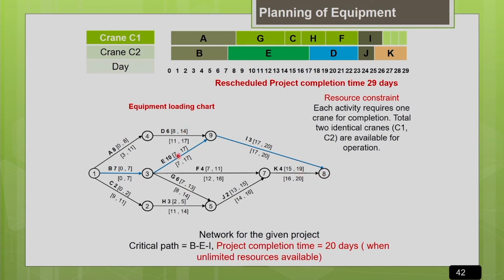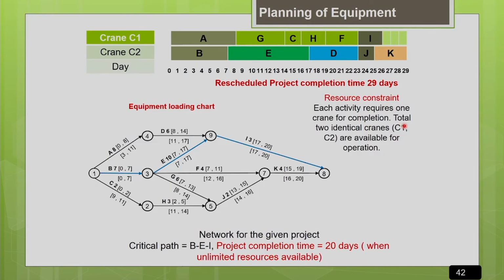Now for this project apply the resource constraint. What is the resource constraint? For this project, every activity needs a crane for its completion. But the actual availability is that there are only 2 cranes with us. That is the resource constraint. So there are 2 cranes, and each activity requires 1 crane for its completion.